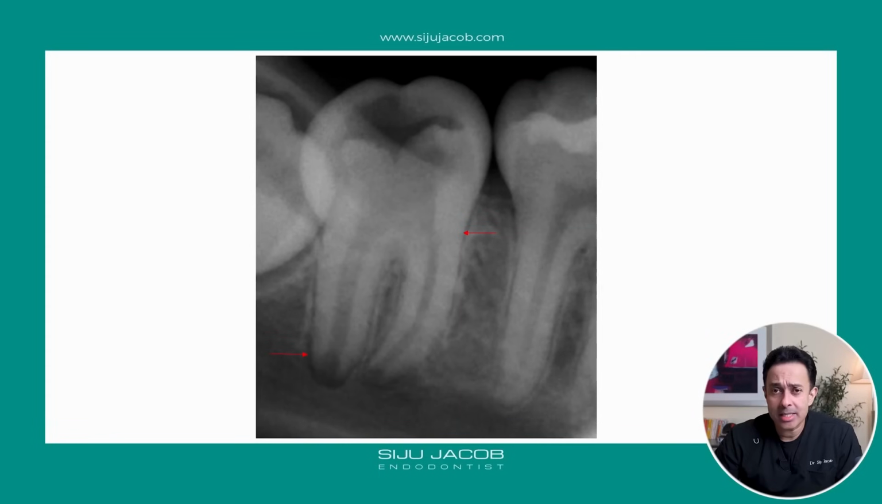So let's take a look at how to manage these sort of cases. This problem with a weak cervical part or open apices is not just restricted to anterior teeth. It can happen even with posterior teeth. You see this is a mandibular second molar, and you can see the apex is wide open. In addition to that, the cervical part also is quite thin.